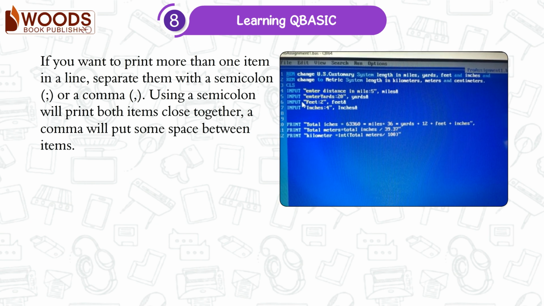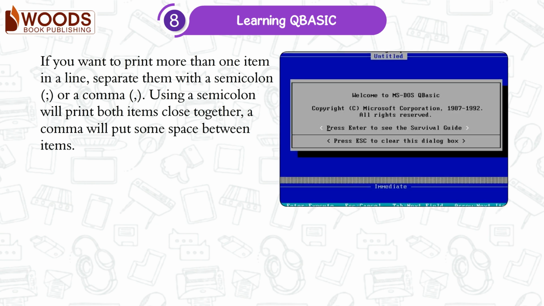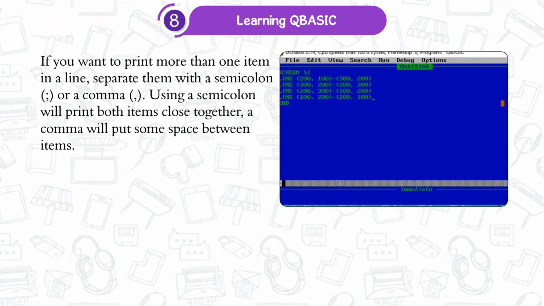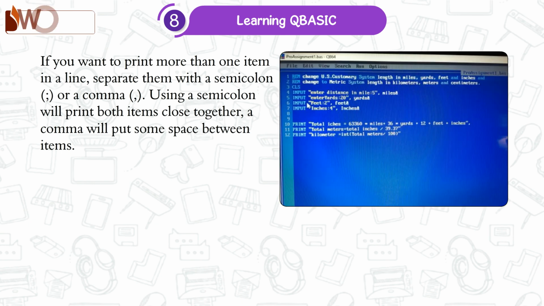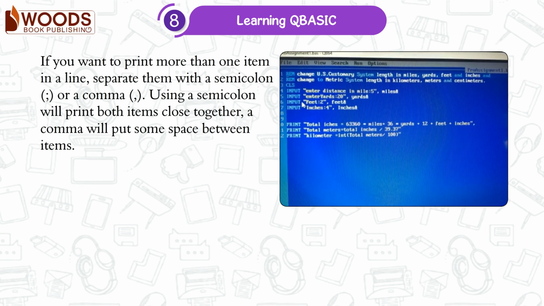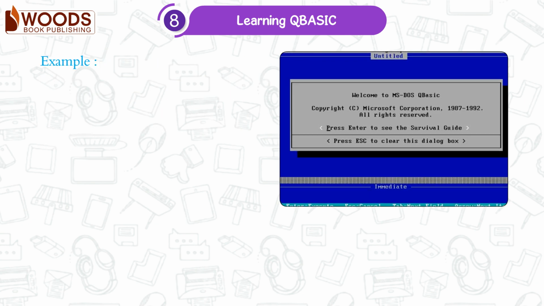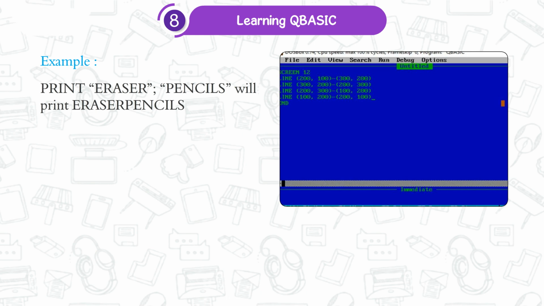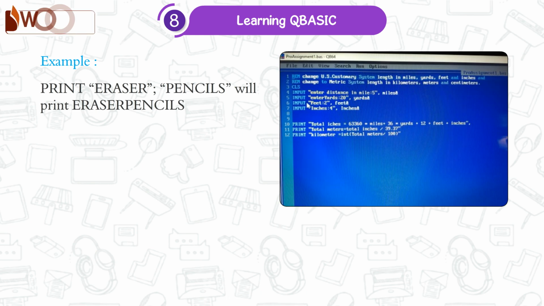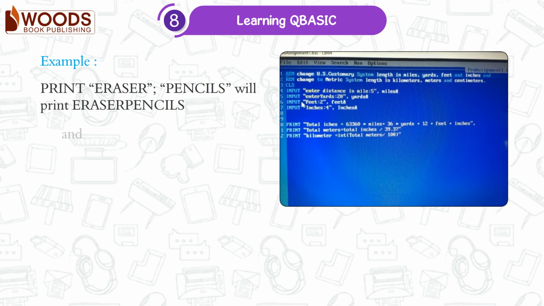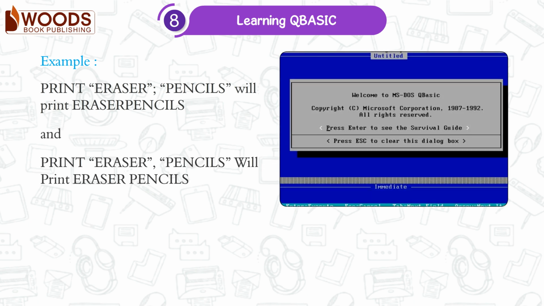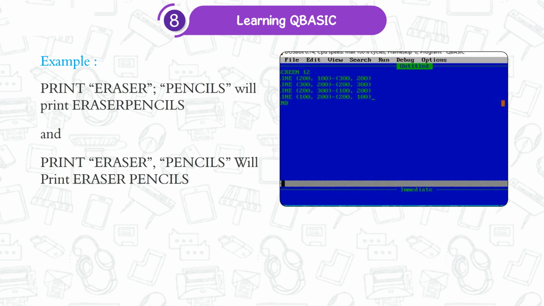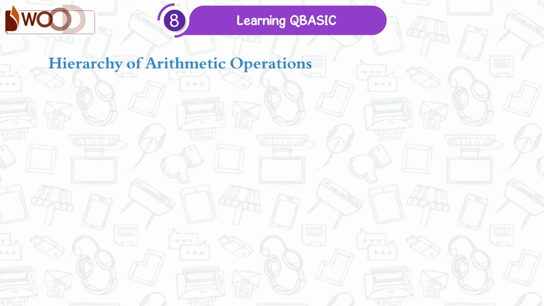If you want to print more than one item in a line, separate them with a semicolon or a comma. Using a semicolon will print both items close together. A comma will put some space between items. Example, print "eraser"; "pencils" will print eraserpencils, and print "eraser", "pencils" will print eraser and pencils spaced apart.